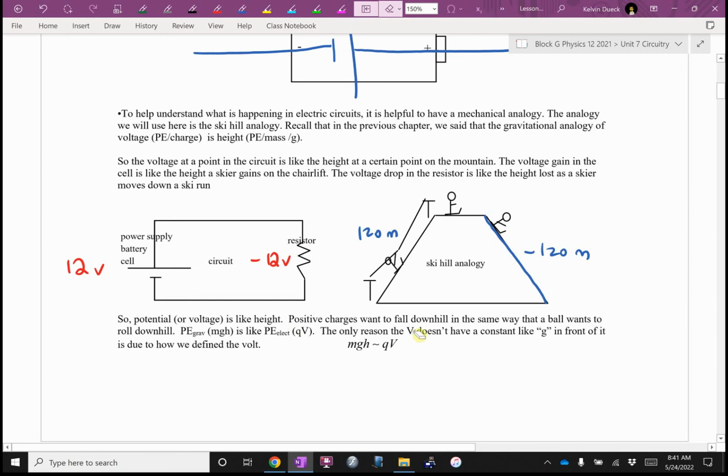The only reason the V doesn't have a constant like little g in front of it is just because of how we define the units, and also because there aren't different gravities. We just define the units that way. So it works.